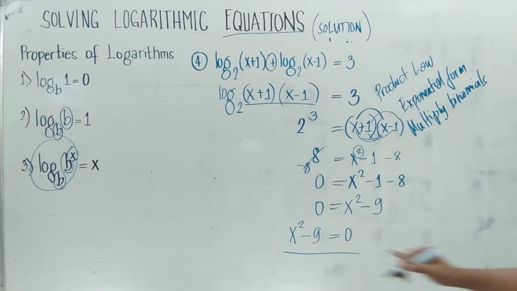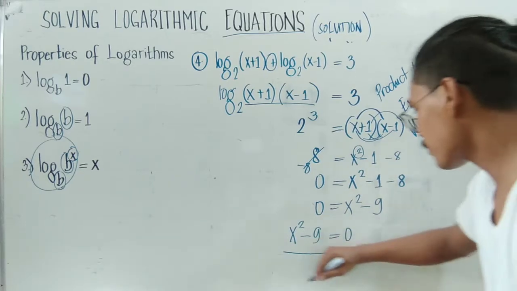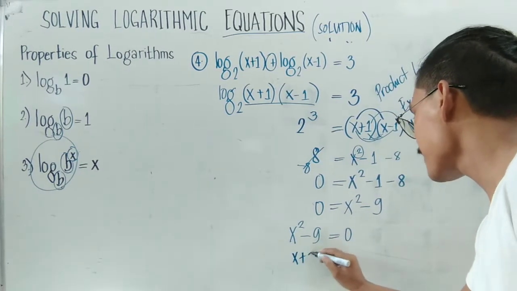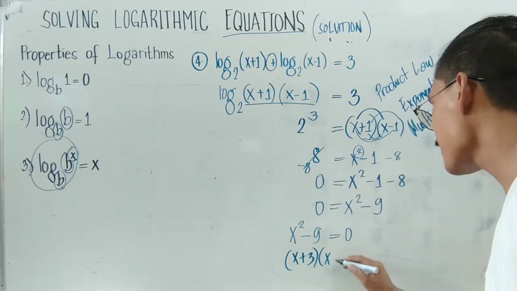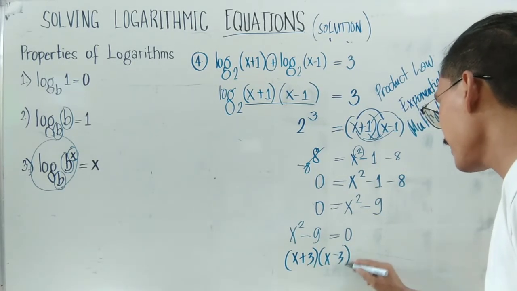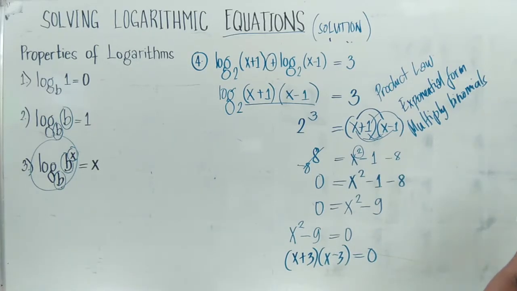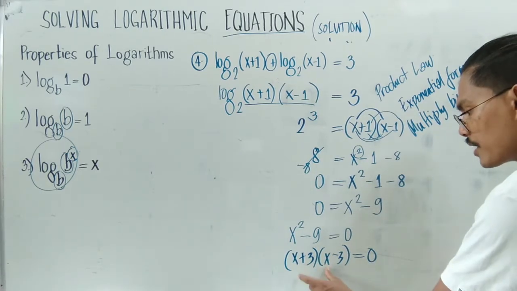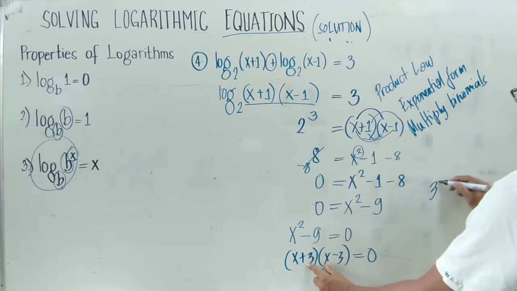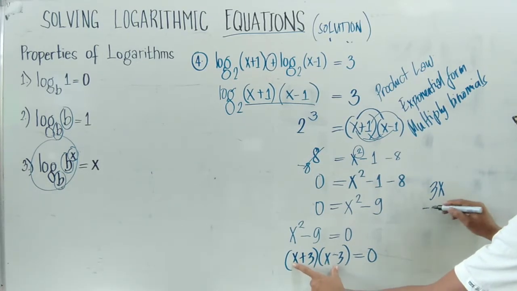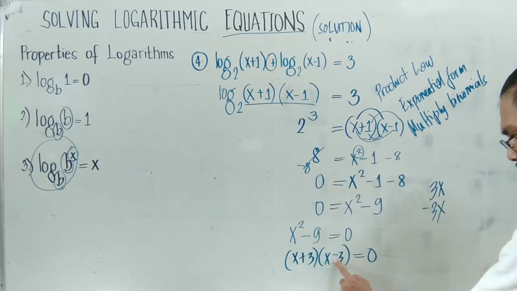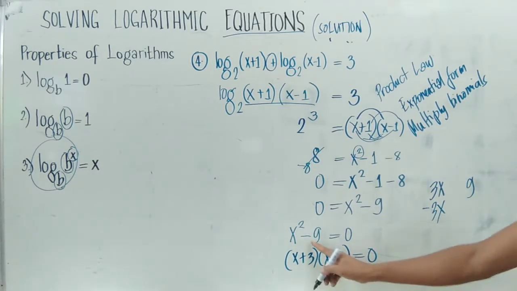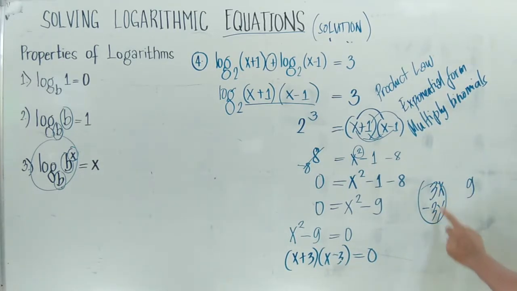Now, let us continue. We have x squared minus 9 equal to 0. Factoring, we have x plus 3 times x minus 3 equal to 0. Okay? Difference of two squares. You can check using your FOIL method. x times x is x squared. 3 times x, we have 3x. x times negative 3, negative 3x. 3 times negative 3, we have negative 9. The middle term will become 0, and we are left with x squared minus 9. Okay?